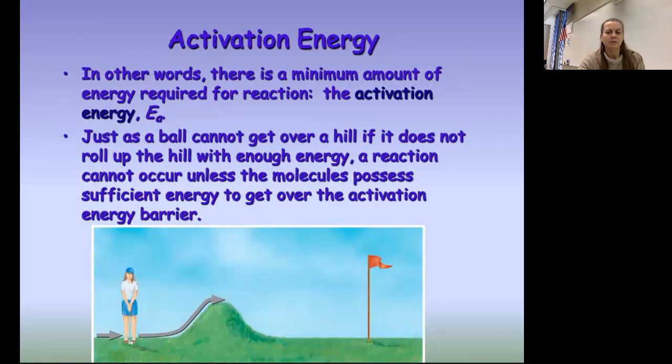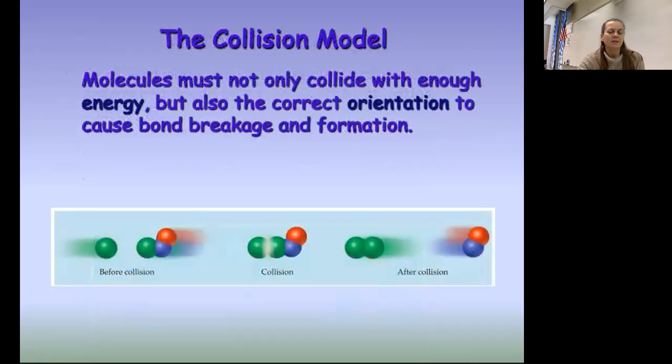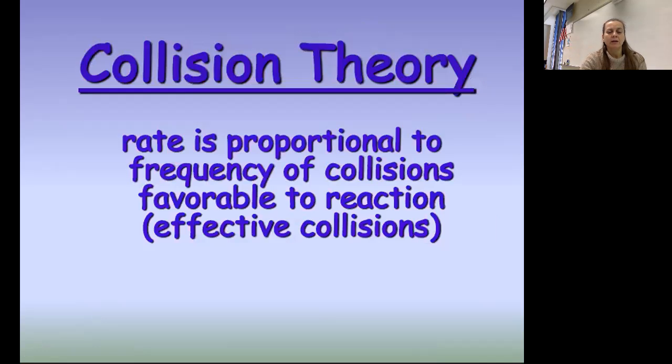But there's another piece as well. And that piece is orientation. So in our collision here, if this green atom had crashed into this red end, then it's not in the proper orientation to form the new bond. And so that reaction won't happen. So they have to collide with enough energy and the right orientation. So two pieces to an effective collision: energy and orientation. This means that our collision theory in general says that our rate is proportional to the frequency of effective collisions.